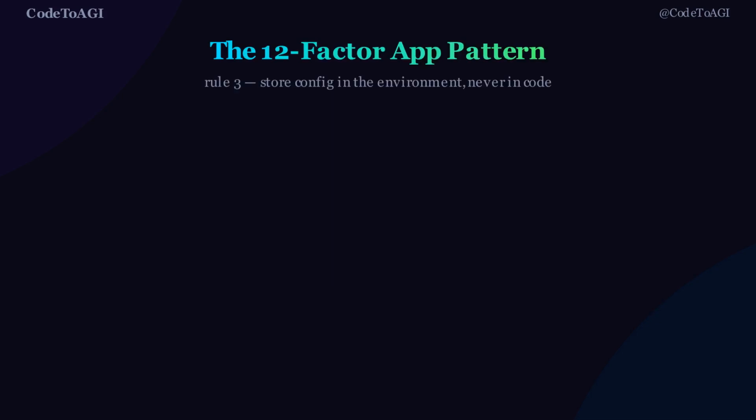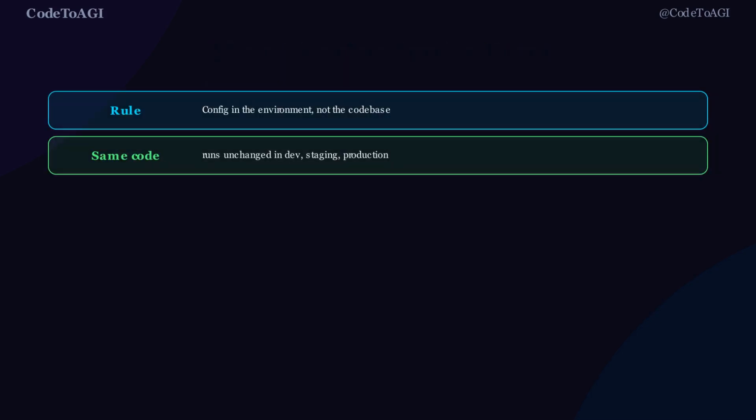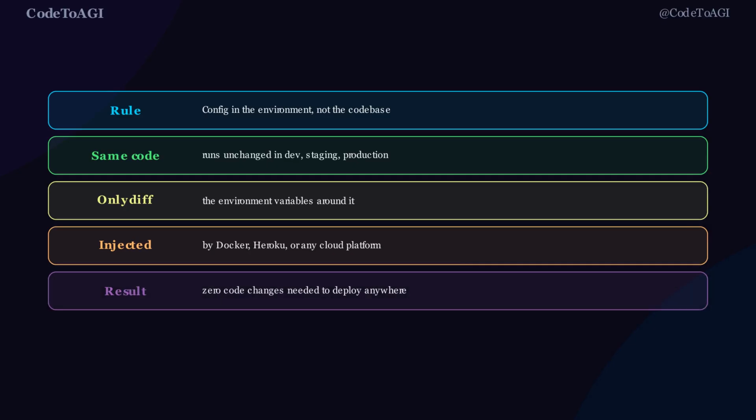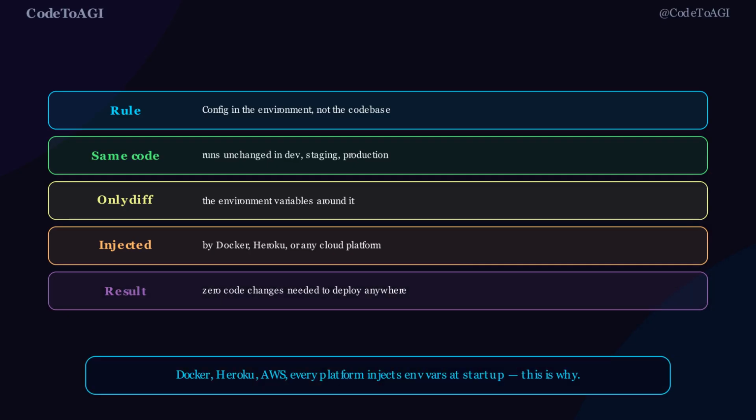Okay, 12-factor config. The 12-factor app, a set of rules for building solid software. Rule 3, store config in the environment, never in the code. Config means database URLs, API keys, host names, anything that changes per deploy. The same codebase should run in dev, staging, and production untouched. Only the environment variables change between those three.